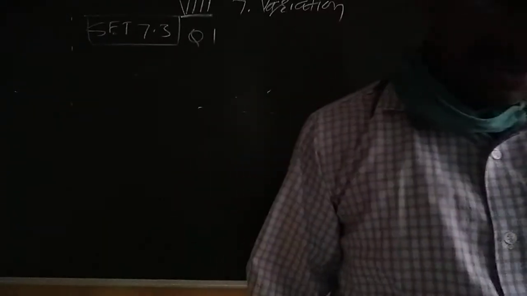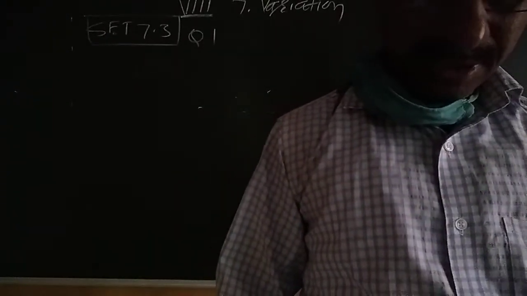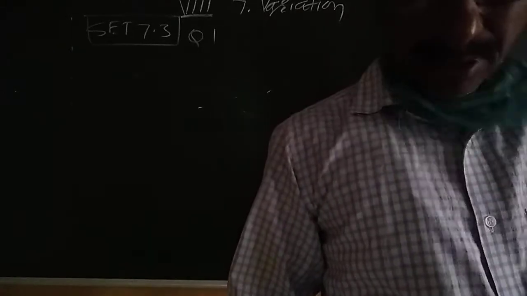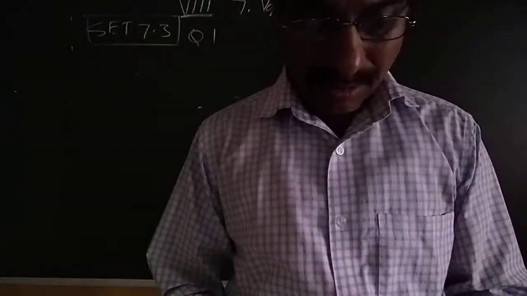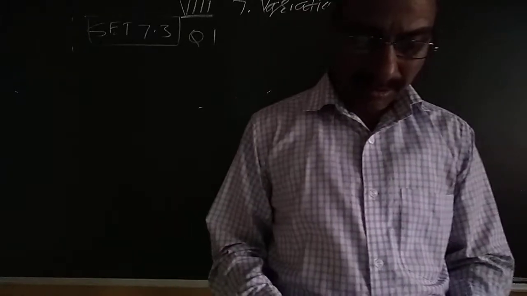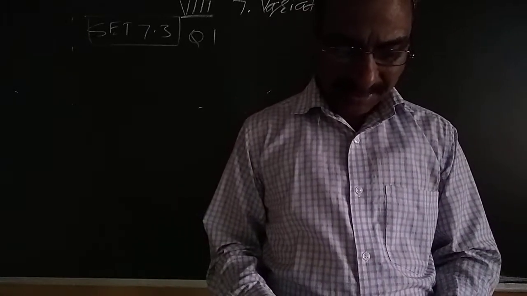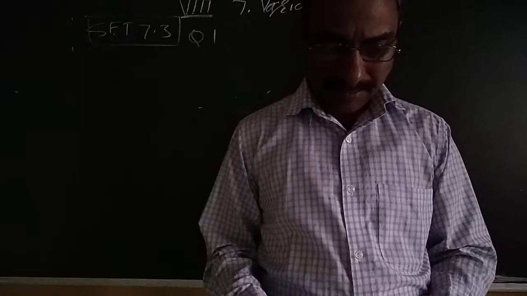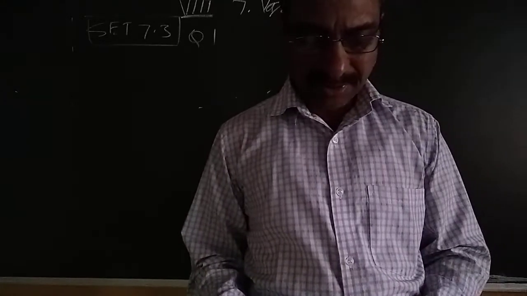I read the question. State whether the following statements are inverse variation. The sub question number 1: number of workers on the job and the time taken by them to complete the job. Means number of workers are given here and the time required to complete.